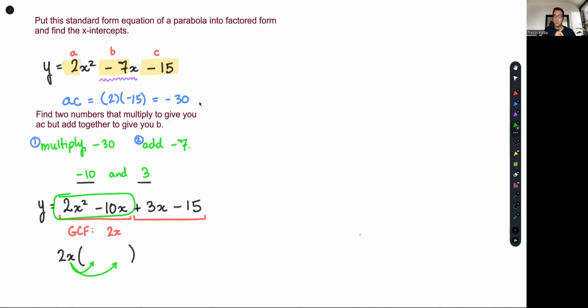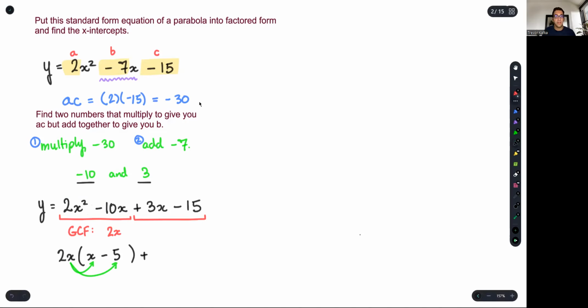So think a little bit. 2x times what would give us our 2x squared? That's simply x. Now think, 2x times what would give us negative 10x? That's going to be negative 5. So we have now factored that piece.